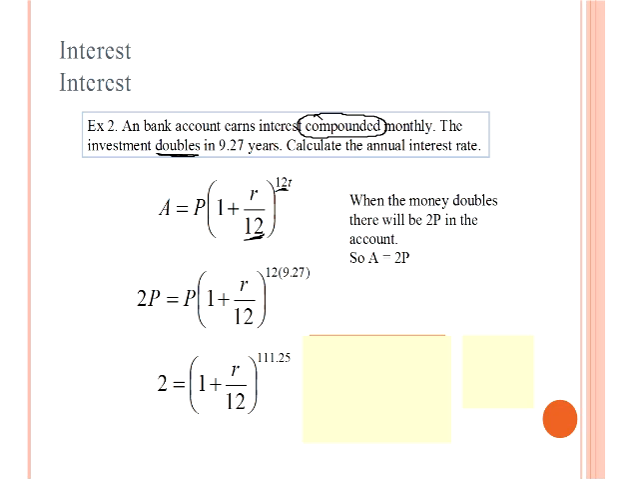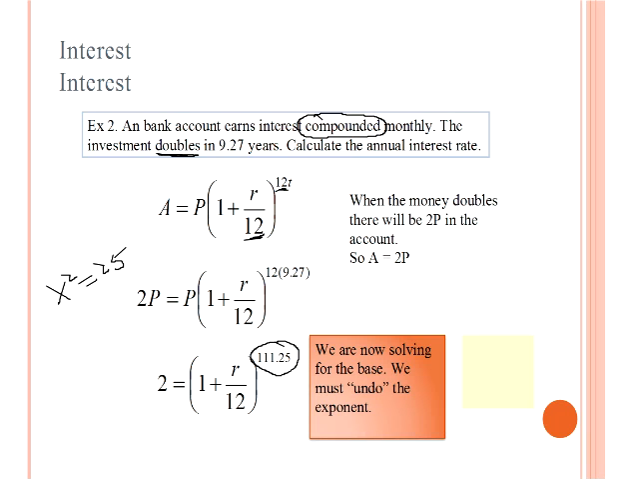Now we've done that at the beginning of tonight. We did that when we had x squared equals 25. And we did so by raising both sides to the reciprocal exponent. So here I'm going to do the same thing. I'm going to undo the exponent by raising both sides to the 1 over 111.25.